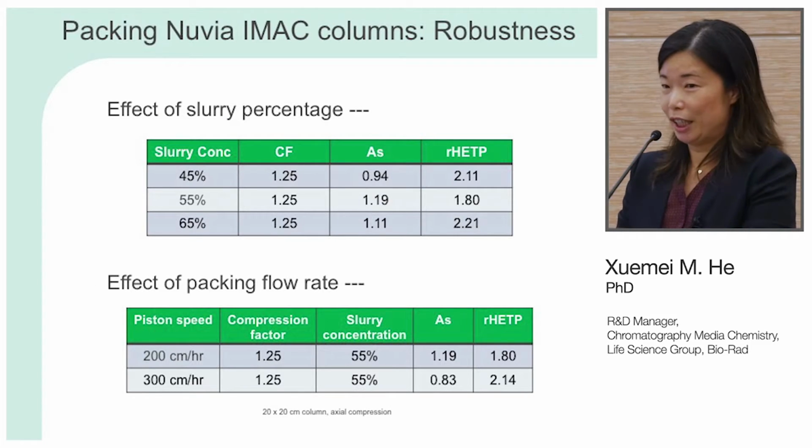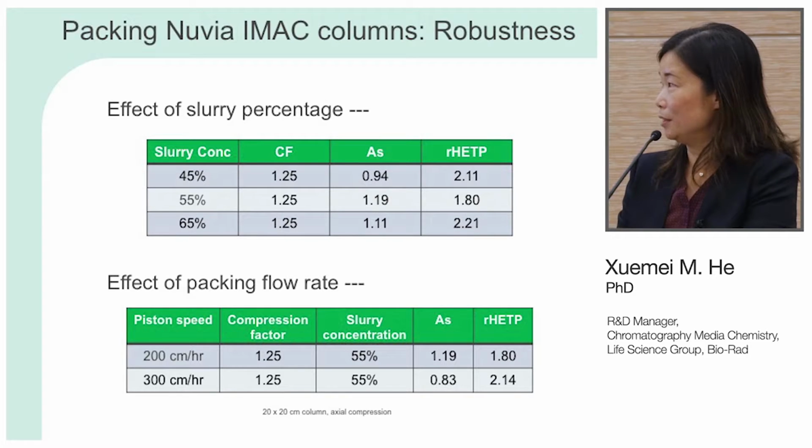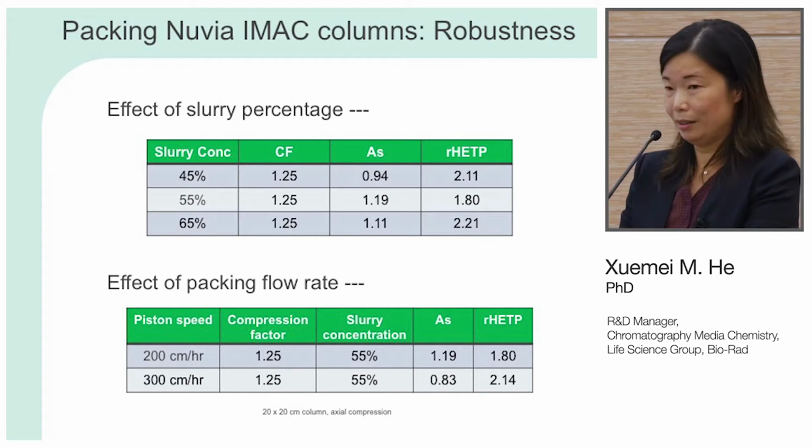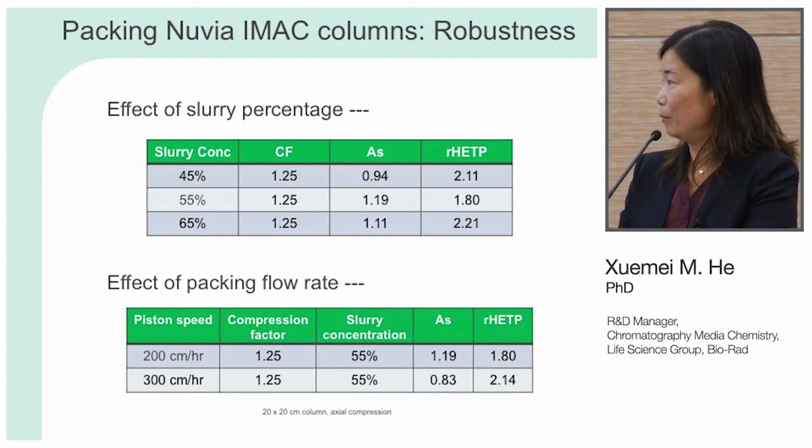In an additional study of the packings, depending on the column's configuration, you may be using a different percentage of resin slurry, and we found there's not much difference from 45 to 65%. Also, when you do axial compression or flow pack, you can run the packing at different flow rates without compromising the column's packing performance.